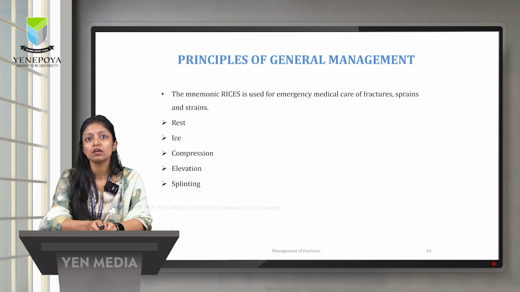Next, there should be ice compressions. Ice compressions should be given to the fractured site in order to decrease the blood flow towards it so that the bleeding can stop. And then compression. Sterile dressing of the fracture site is important. Then there is elevation. We have to keep the limb elevated above the level of heart so that again the blood flow is reduced, in turn reducing the bleeding. Lastly, we have splinting. Splinting means immobilization of the fractured site.